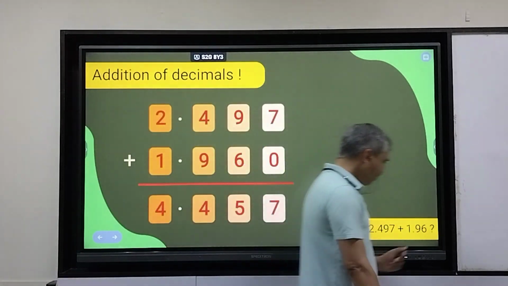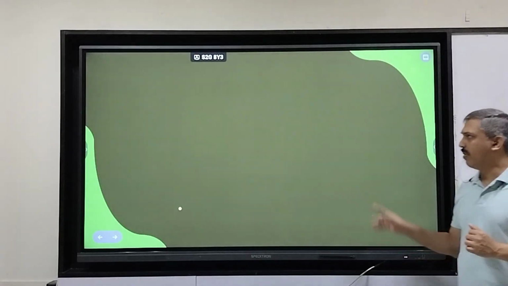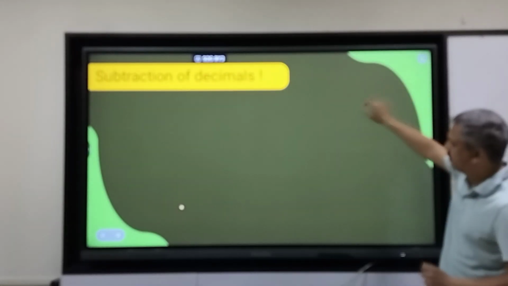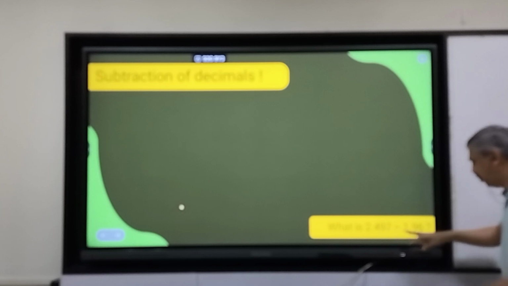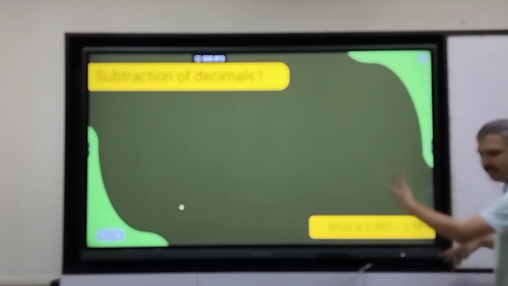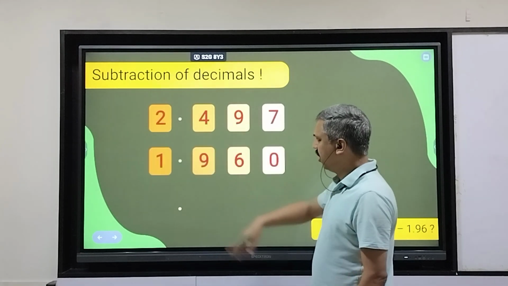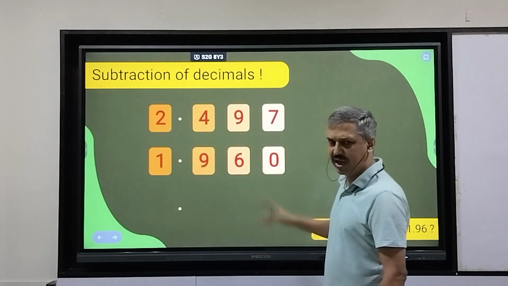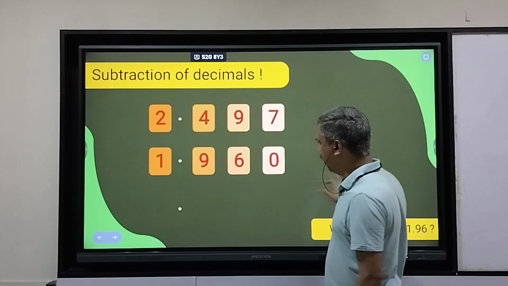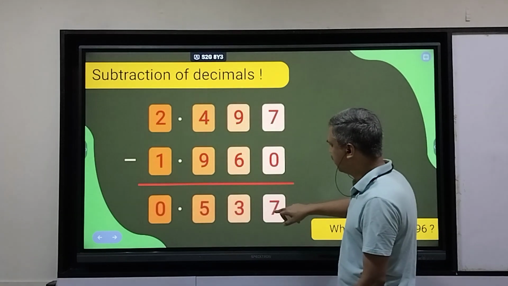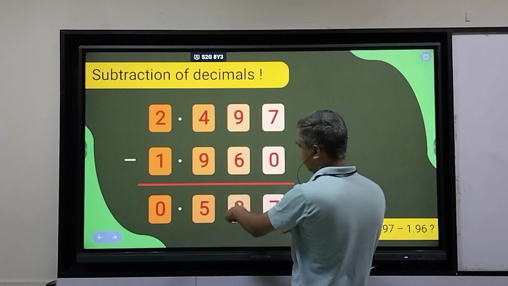Now the last part, we have subtraction. The subtraction of decimal numbers. What is 2.497 minus 1.96? The same numbers we're talking about. 2.497, 1.96, again the trailing zero is added here in the end. And now we subtract. 7 minus 0 is 7. 9 minus 6 is 3.